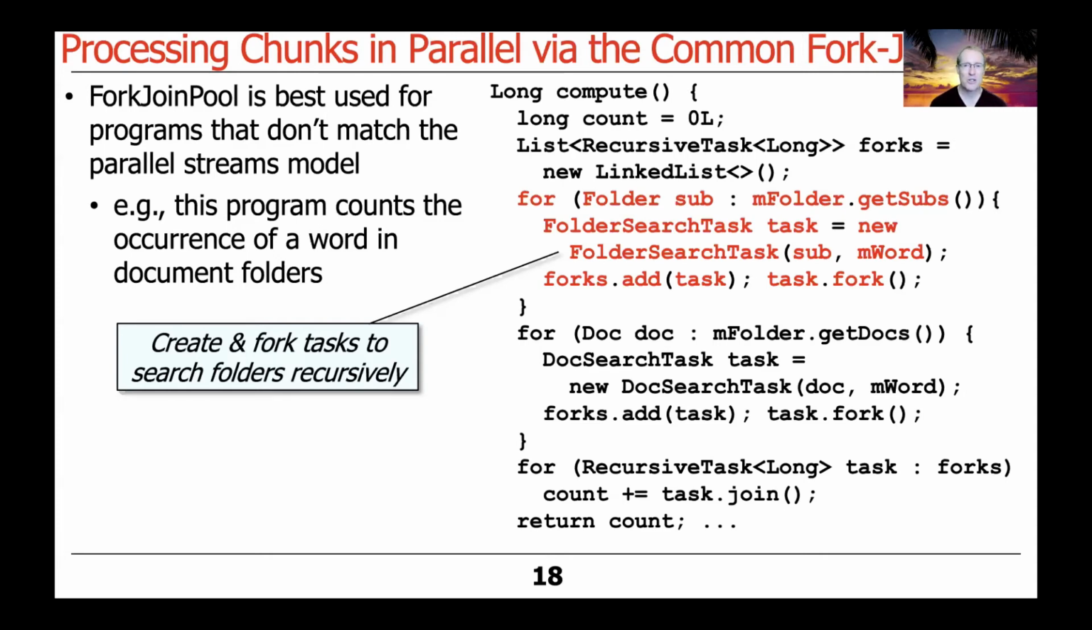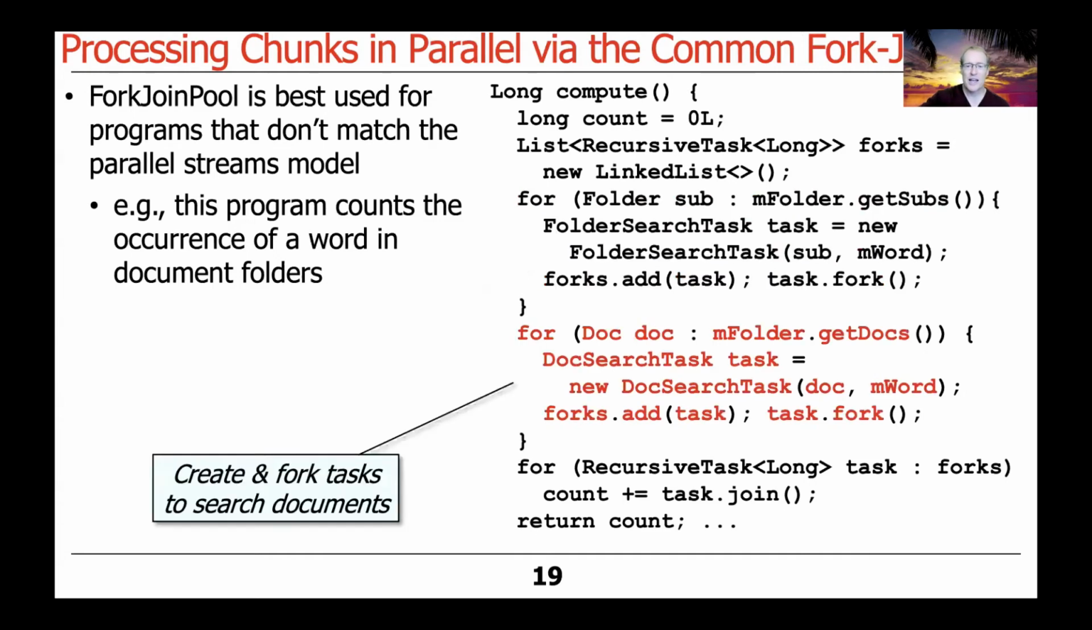So notice what we do is we make ourselves a new folder search task object, we add that to the list that we're keeping called forks, and then we fork the task. The fork basically arranges to process that subtask in parallel in the common fork join pool. And then down here, we go through all the documents within a given folder. We make a new doc search task that is going to search a given document for a word, and then we add that to the task list. And then we fork that task. So that then goes off and gets scheduled to run in parallel.